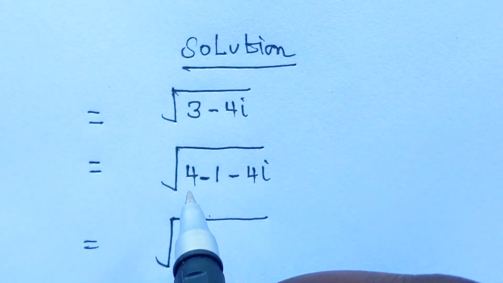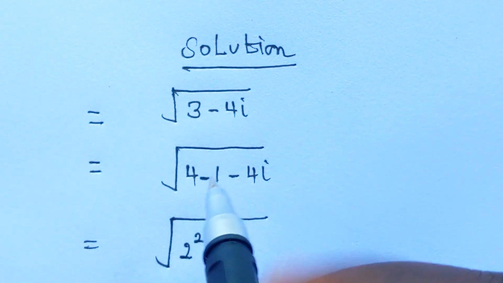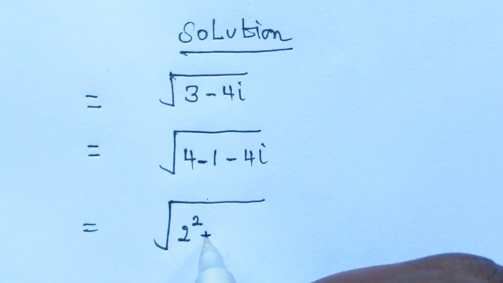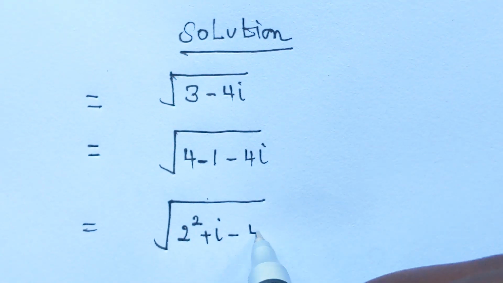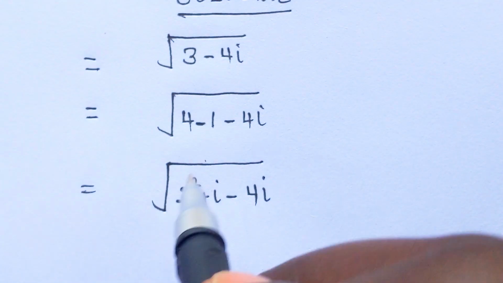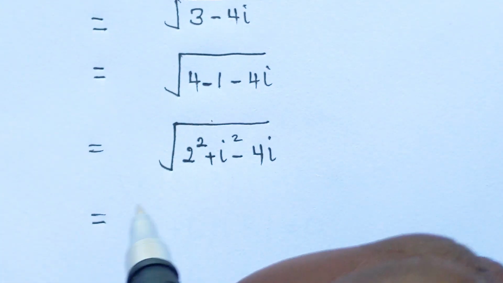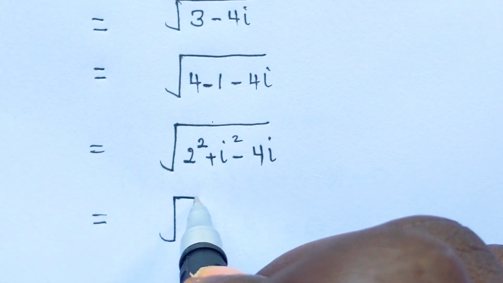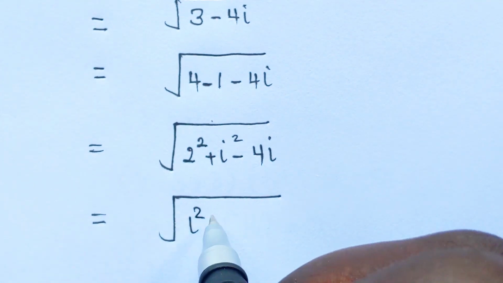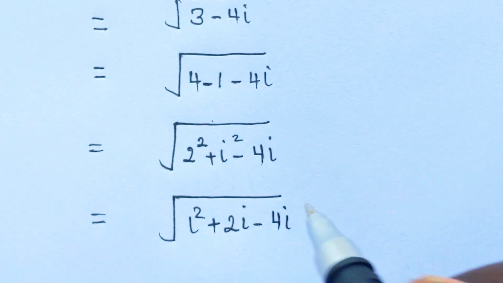This can be, let us write 2 squared, and then this negative 1 can be written as plus i squared, then minus 4i. This is i squared. Then here would be square root of, right here, i squared plus 2 squared, then minus 4i.